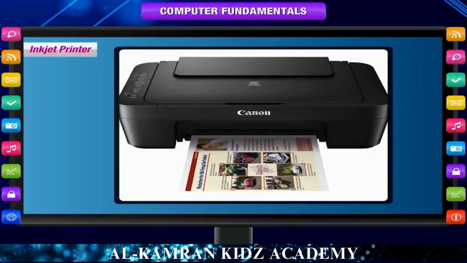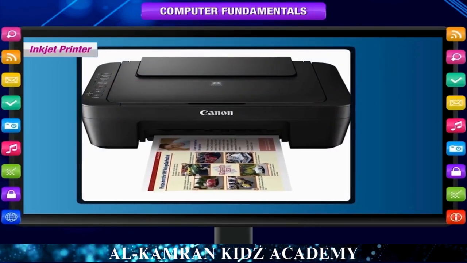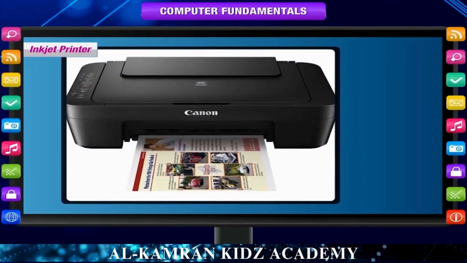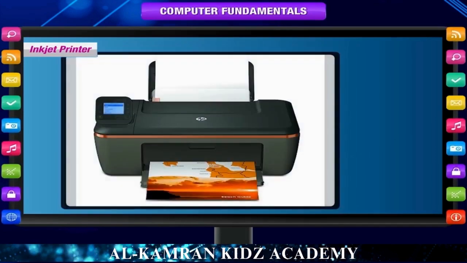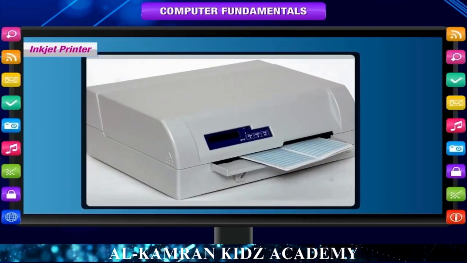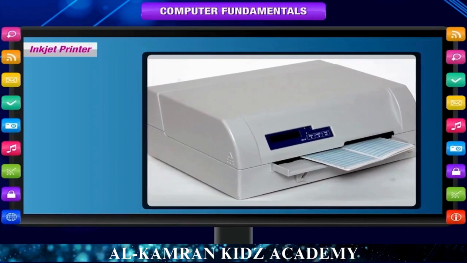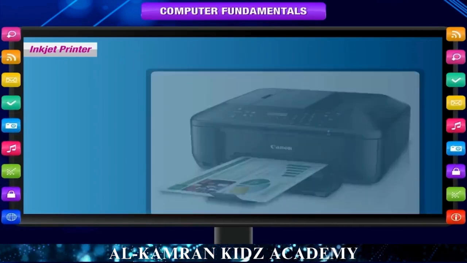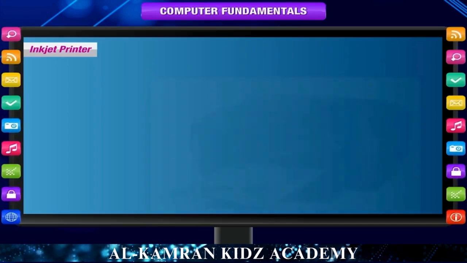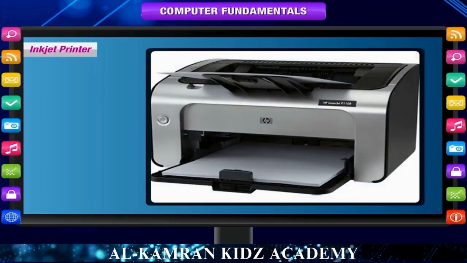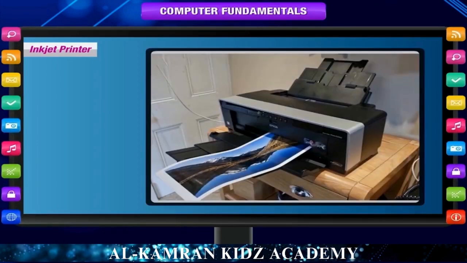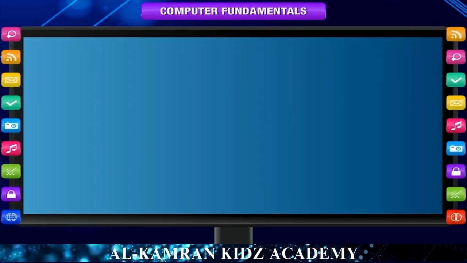Inkjet printer. This printer sprays ink on a sheet of paper to form characters. The quality of printing is medium and better than dot matrix printers. Normally, inkjet printers come with a capacity of 600 dpi. Inkjet printers are cheaper than laser printers and generally able to print in color also. These printers are generally used in homes.